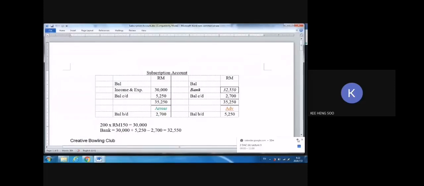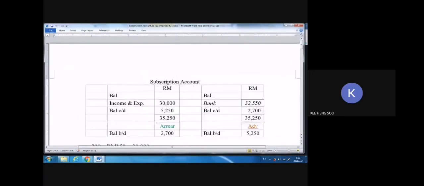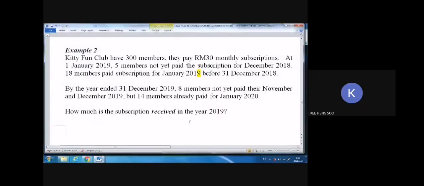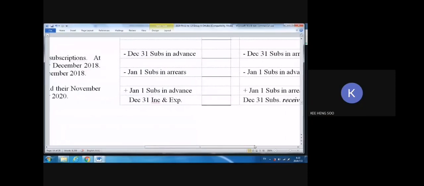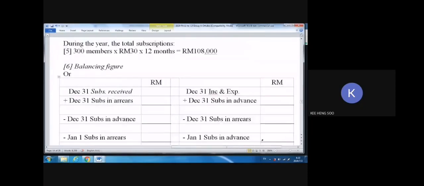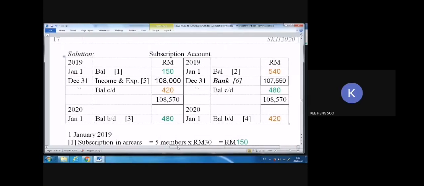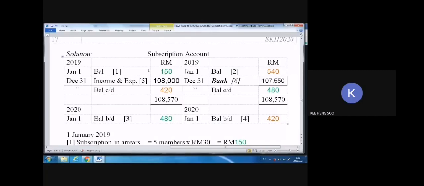This is your subscription ledger in ledger format. And in the lecture note, there's a working note, a very long one. I told you that I don't want the working note. And there are still students asking me how to fill out these figures. I already told you that this is the subscription account, page number 17. This is the subscription account I want. Prepare this ledger. You must know that this is called subscription in arrears.